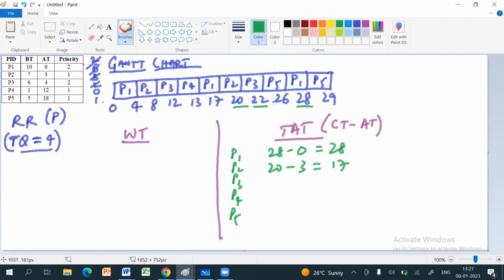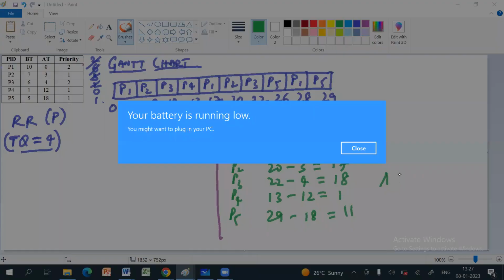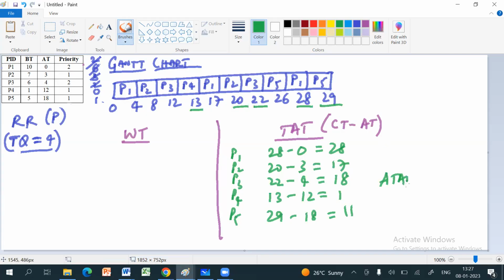P3 completed at 22, so 22 minus its arrival time 4, which is 18, and P4 completed at 13. So 13 minus its arrival time 12, which is 1, and then P5 completed at 29, minus the arrival time 18. That would be 11. So the average turnaround time is sum of all this. So that would be 45 plus 18, 63, 64, and then 75 by 5, which you can do. Because battery is running out, I'm not doing that.